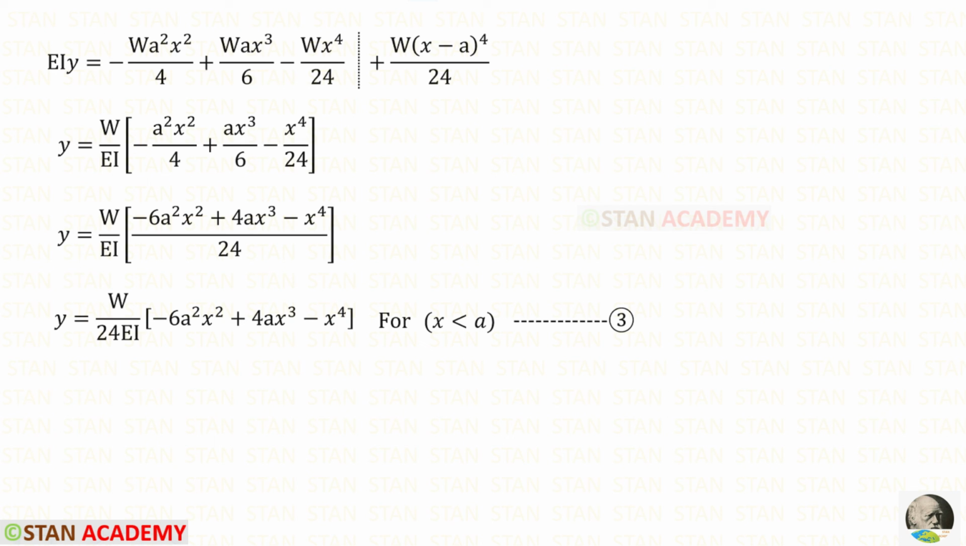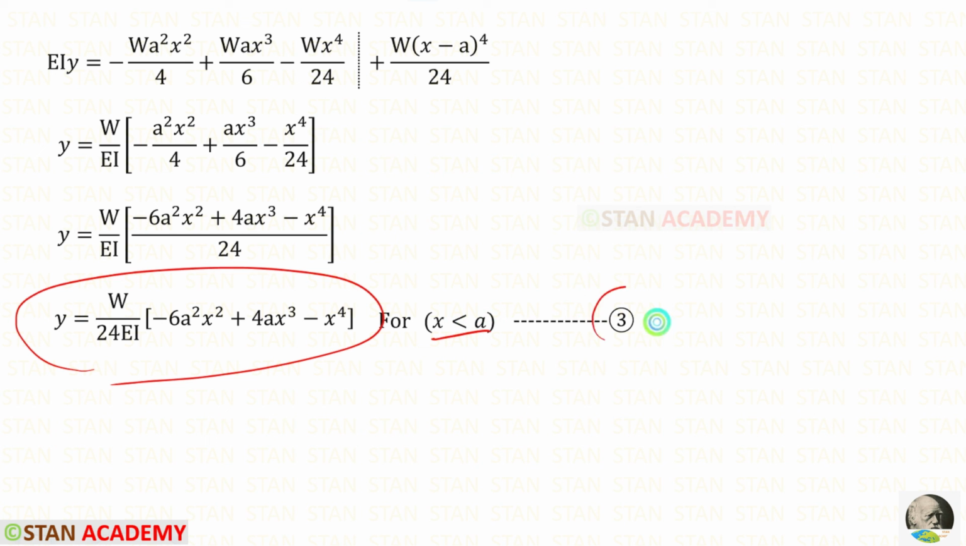Now let us take the deflection equation. For x less than a, we should not consider this. We have to only take these three terms. For these three terms, we can take LCM. Let us keep 24 as the LCM. This is the equation to find the deflection when x is less than a. Let us keep this equation as number 3.